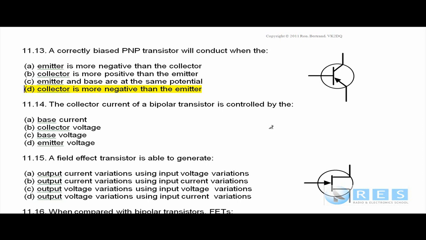11.14, the collector current of a bipolar transistor is controlled by the base current. It is the small base emitter current which controls the much stronger emitter collector current. That's why a transistor can amplify.